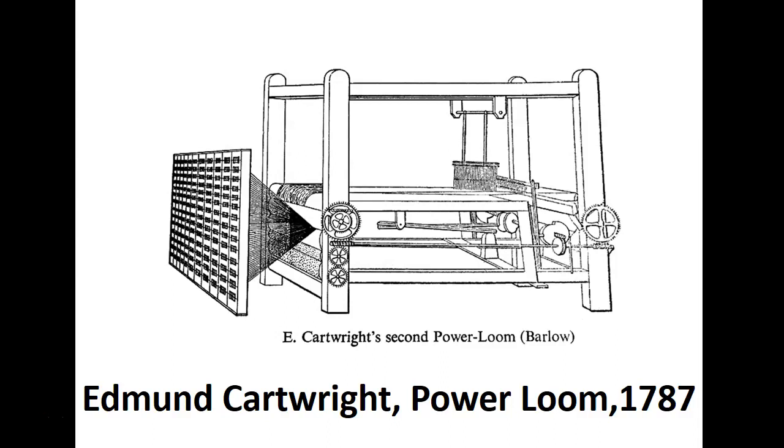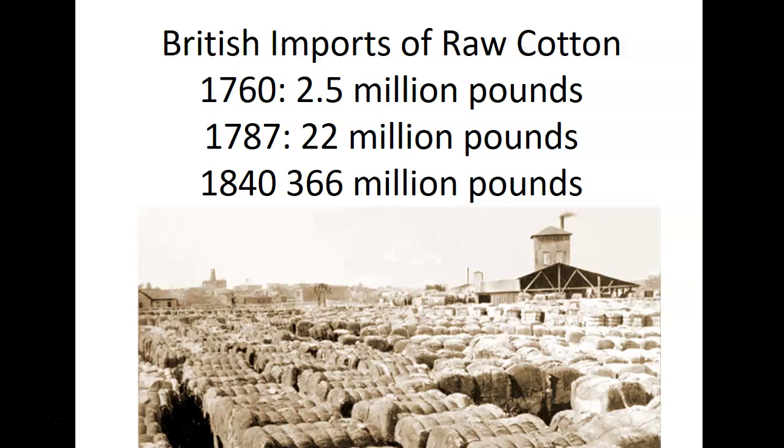We can see the implications of these machines and the factories that were built around them in this statistic. Great Britain imported 2.5 million pounds of raw cotton in 1760. By 1787, Great Britain was importing over 20 million pounds of cotton a year. And in 1840, 366 million. So a veritable explosion of the textile industry. By the way, much of this raw cotton, of course, came from the southern United States.